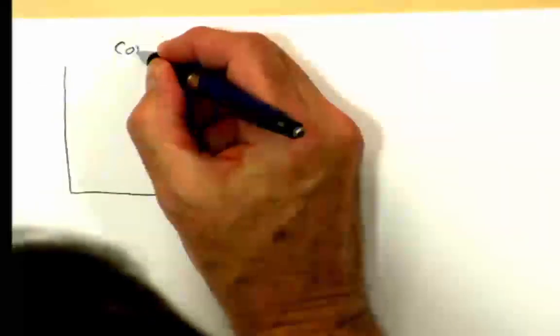I'm going to introduce to you some welfare measurements. The way we're going to measure the well-being of participants in the market is using concepts called producer and consumer surplus. So first, let's talk about consumer surplus.